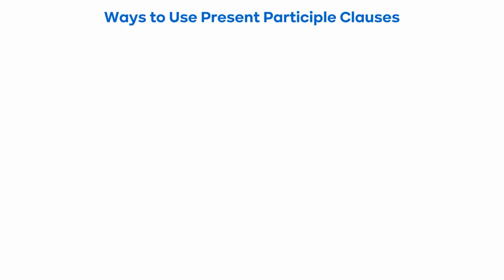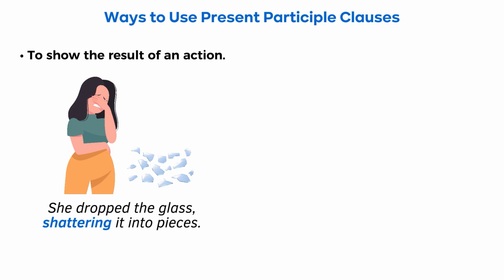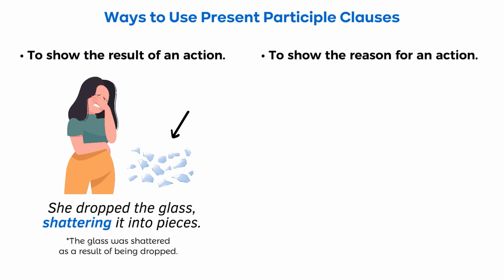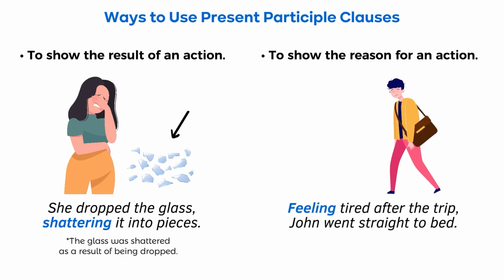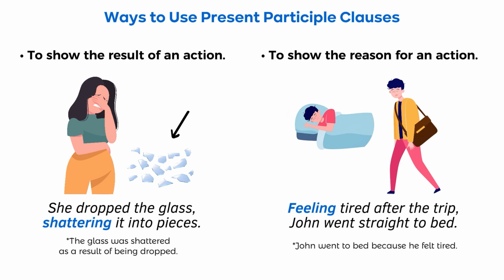Here are some ways we use present participle clauses. To show the result of an action: she dropped the glass, shattering it to pieces. The glass was shattered as a result of being dropped. To show the reason for an action: feeling tired after the trip, John went straight to bed. John went to bed because he felt tired.